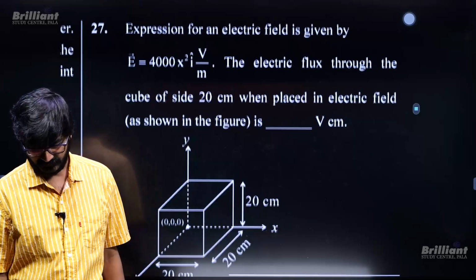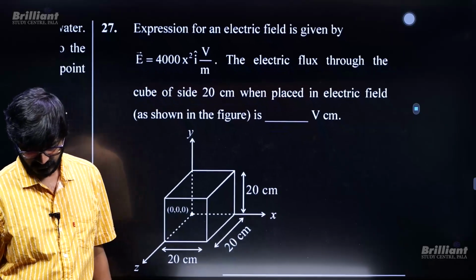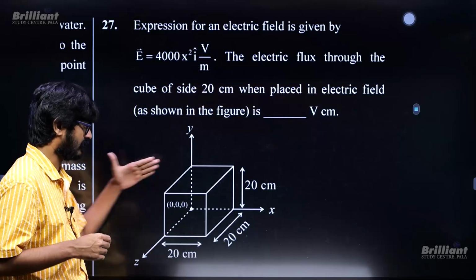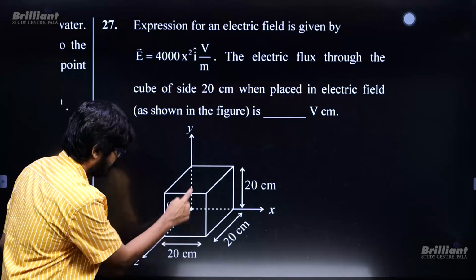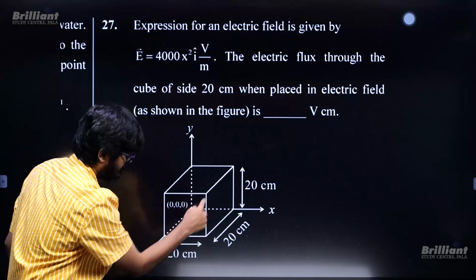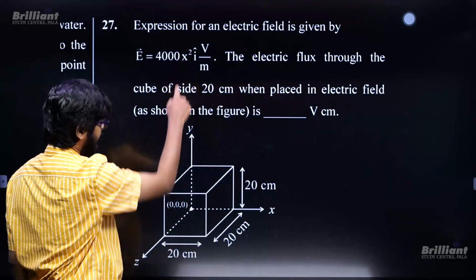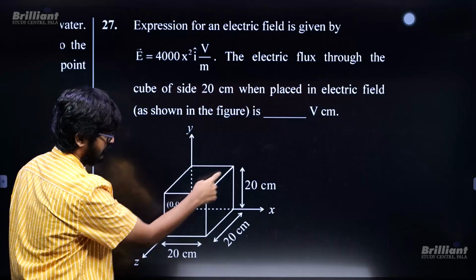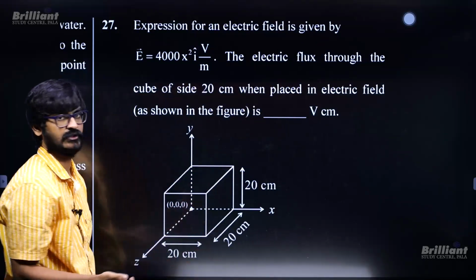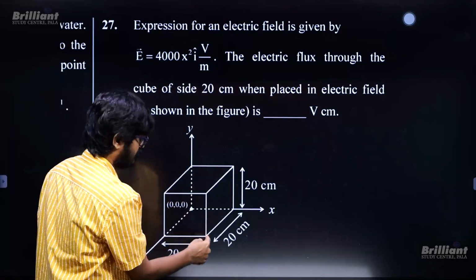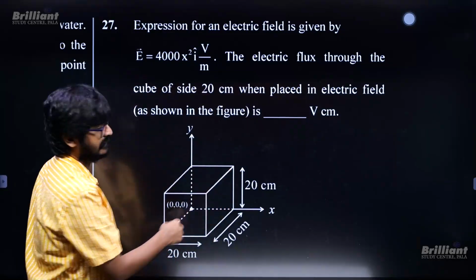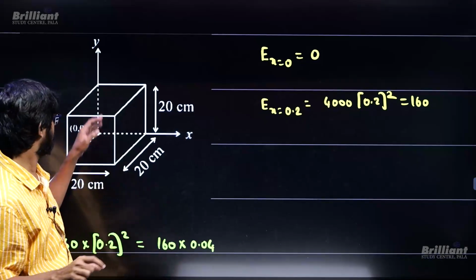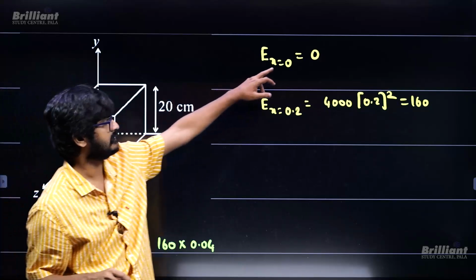The expression of electric field is given, the flux through the cube. So first of all, electric field is along x-axis. So if the electric field is along x-axis, the flux will be through only this face and this face. And the good thing is electric field here is 0. So if the electric field here is 0, flux through this one is 0. So if you can find what is the flux through this one, that is going to be the answer. If I want to find the flux through this one, I need to find the electric field there, then multiply with the area. So electric field for this plane is 0, x equals to 0.